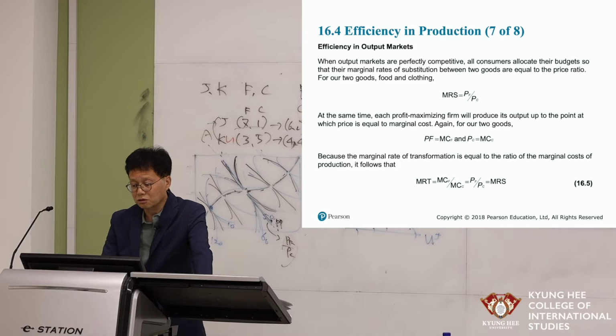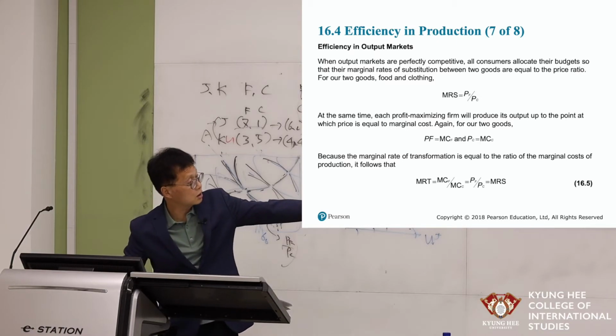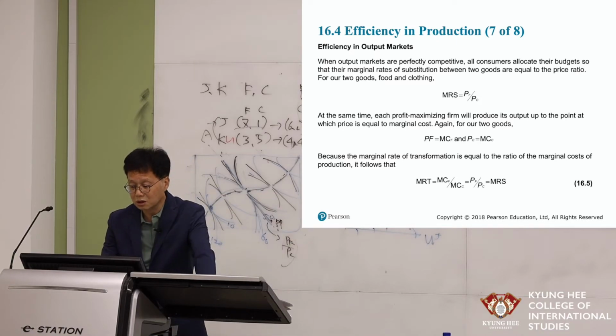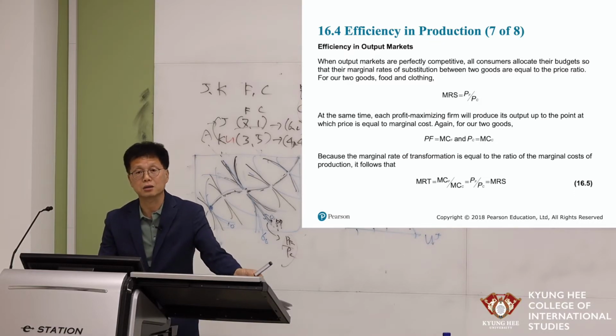Again, for our two goods, PF is MCF and PC equals MCC. From here, we can derive MRT, MCF over MCC, is equal to PF over PC. Right? That is the equilibrium condition from the perspective of producers. So combining this one and this one, we can get output efficiency: MRT is equal to PF over PC, which is equal to MRS.